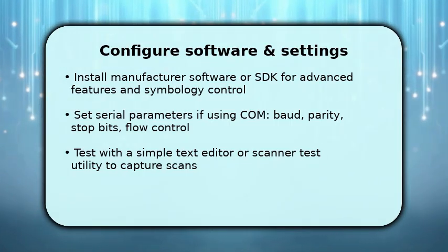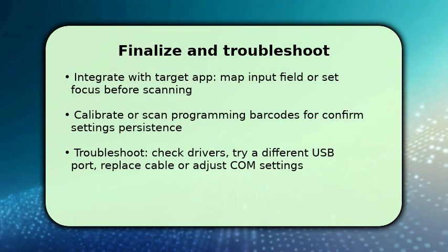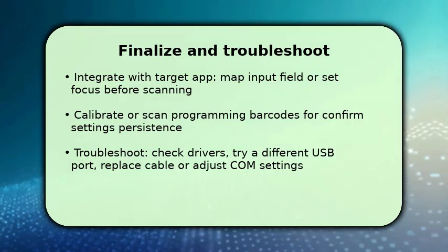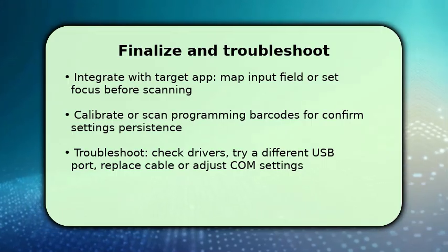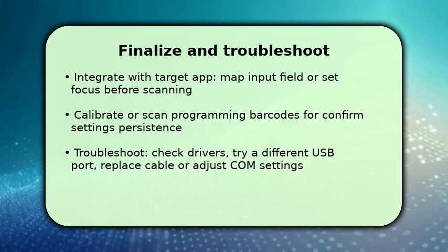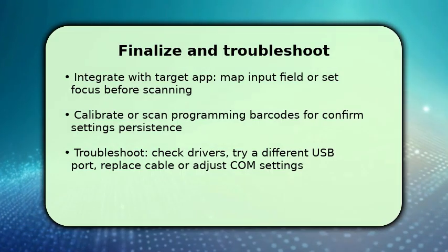Finish by integrating the scanner with your target application. Set the input focus to the correct field and confirm scans populate as expected. Once done, save any scanner config changes to internal memory and run a final round of test barcodes for reliability. If scans fail, first switch USB ports and replace cables, then reinstall drivers and verify COM parameters.